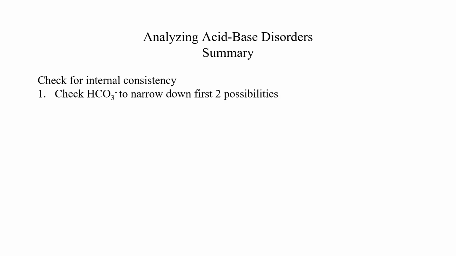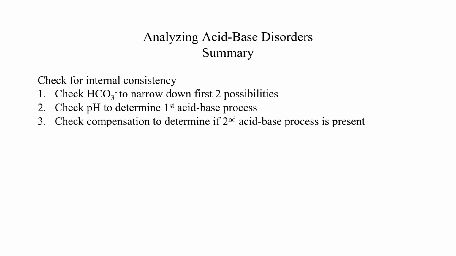Step 1. Check serum bicarbonate to narrow down the first 2 possible acid-base disorders. Step 2. Check the pH to determine which of the 2 possible acid-base disorders is most likely. Step 3. Check compensation to determine if a second acid-base process is also present.